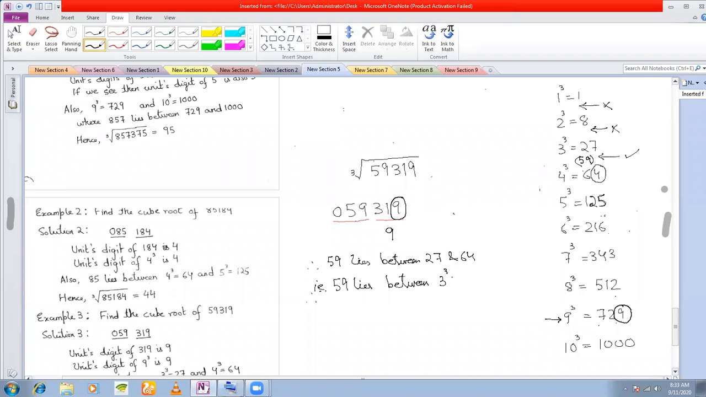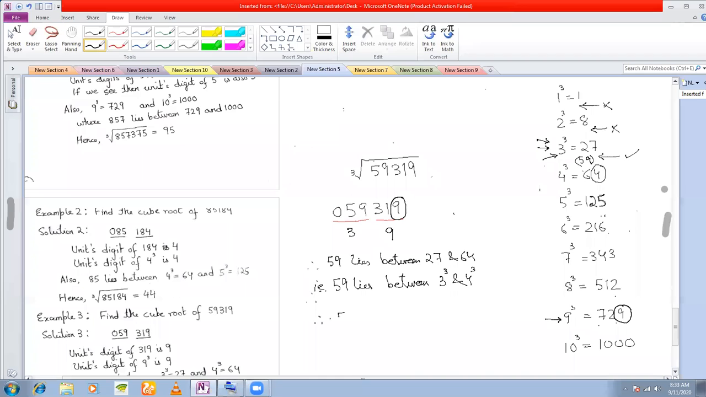That is, 59 lies between 3 cube and 4 cube. So among 3 cube and 4 cube, among 3 and 4, the perfect cubes, we choose the lower of the two. So I will choose 3 here. All right, 3. So therefore, what can we write?